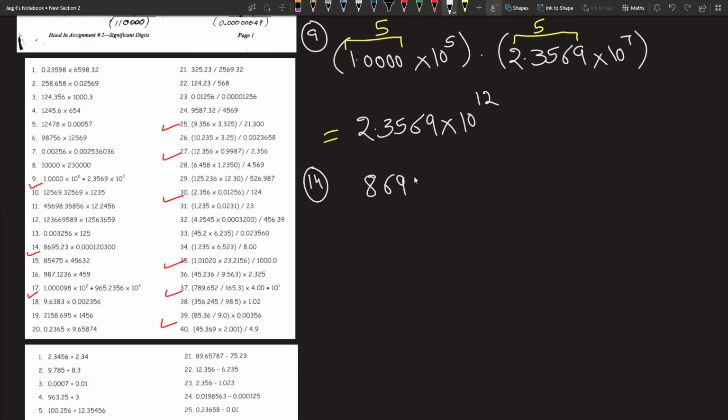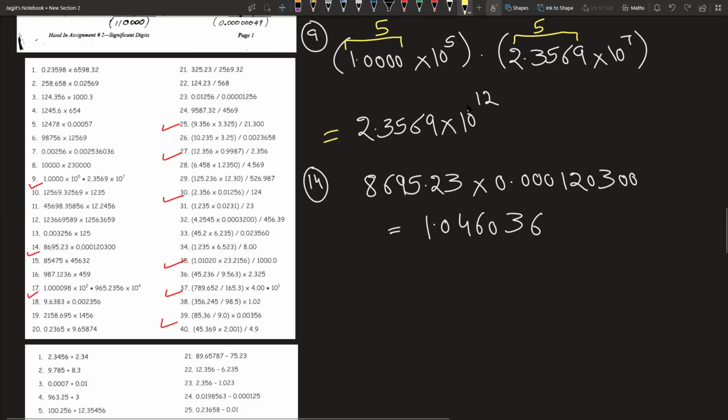We have 8695.23. And we're multiplying this with 0.000120300. So let's blindly punch it in into the calculator first. So we have 8695.23 multiplied by 0.000120300. That gives me 1.04603 6. Okay, 1.046036. Let's just write a few more decimals there.